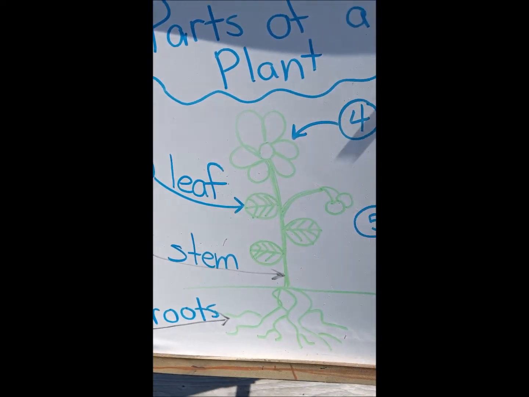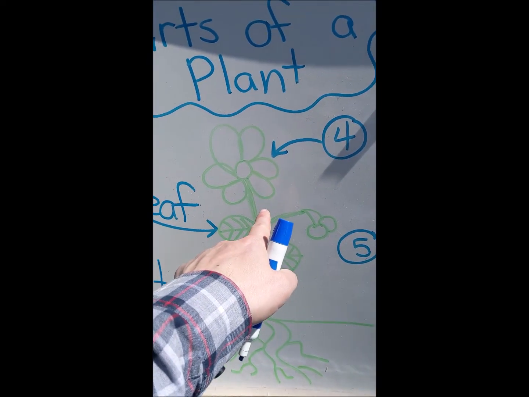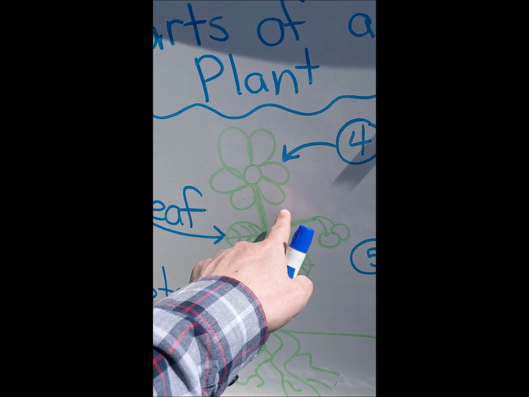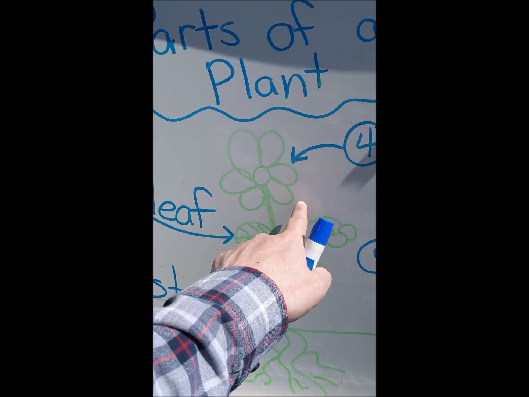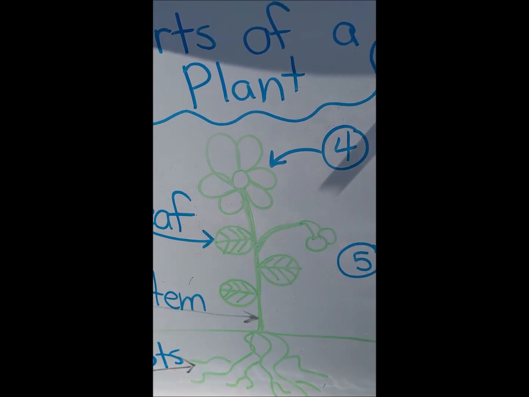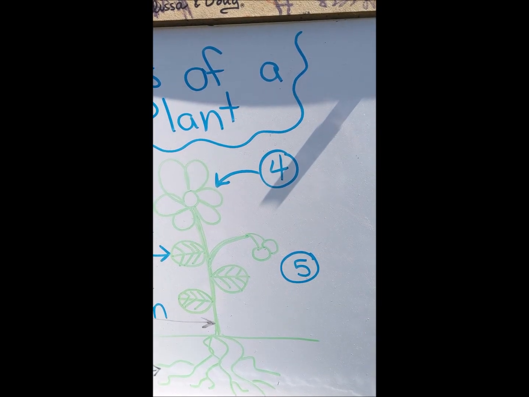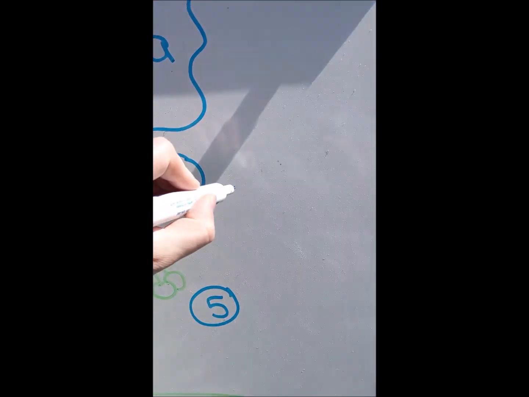We have 2 more parts of the plant at the top. Here is a beautiful, colorful, soft part of the plant. It attracts bees and butterflies, and it has pollen and nectar in it. This is called, I think you know this one, this is called the flower.